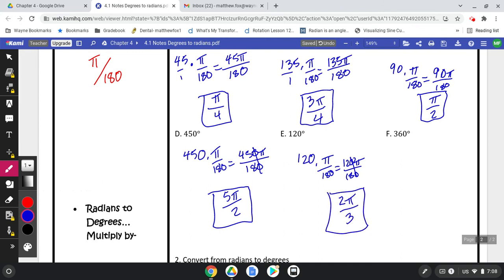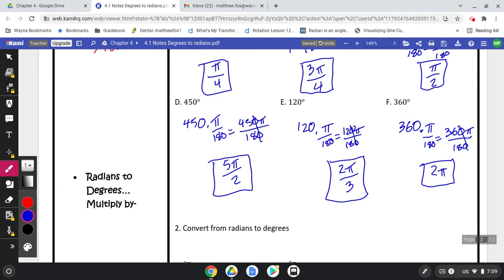And our final one, 360. Now, some of you might already know what this is. If you don't remember, that's okay. We'll get 360 pi over 180. The zeros will cancel. 18 does go into 36 twice, so we'll be left with just 2 pi. Hopefully that makes sense, because remember we said 2 pi was equal to 360, so they both represent one rotation around our circle.